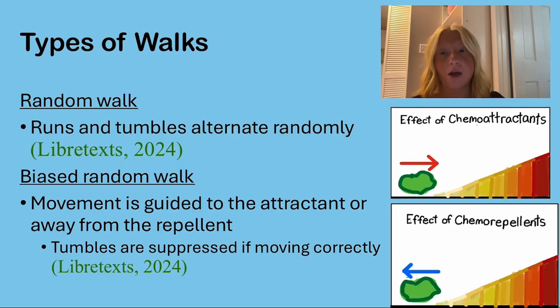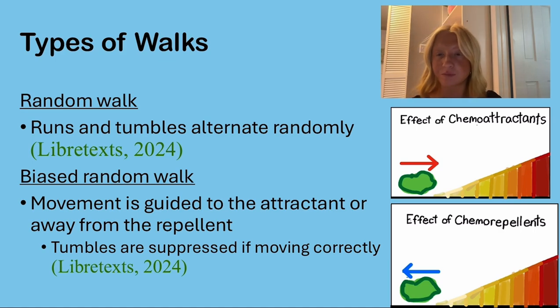So now we're going to talk about the different types of walks. They have different patterns in which they move around, and there is a random walk. A random walk is when the runs and tumbles are alternated randomly. If you just look at a bacterium in a plain environment, it looks like it has a random walk. It's just straight runs, and they're interrupted by tumbles. But when there's a gradient, like food or nutrients present on one side, the random walk will become biased, and the movement is going towards the attractant or away from the repellent.